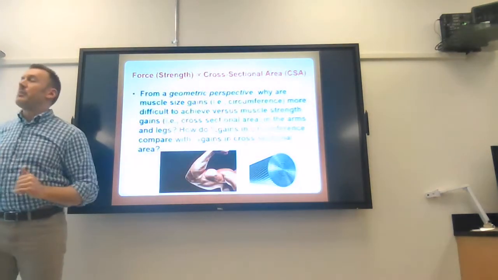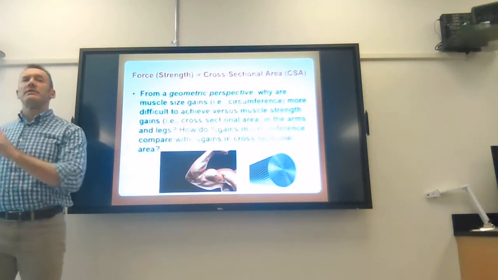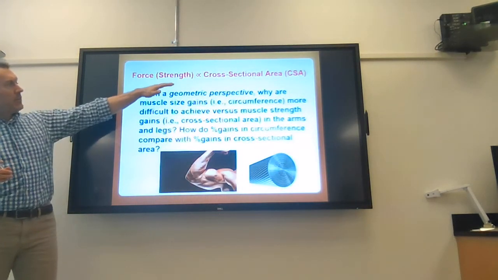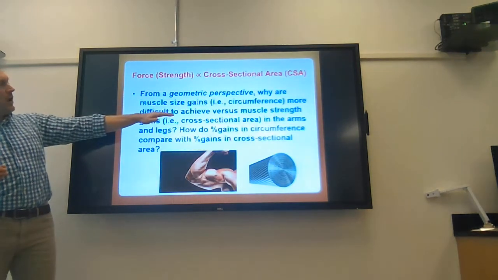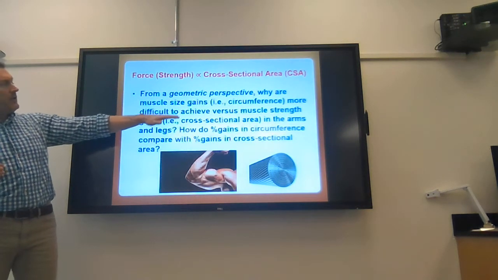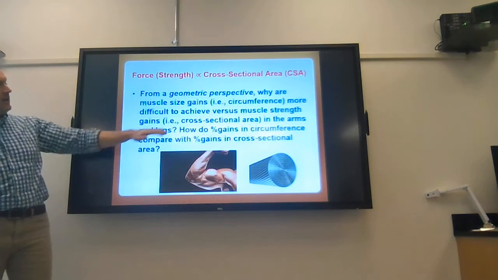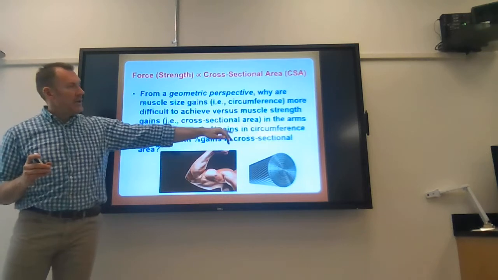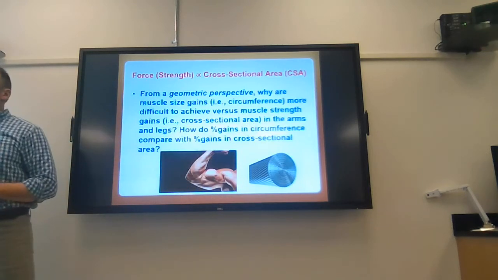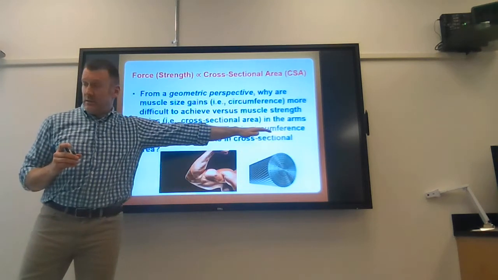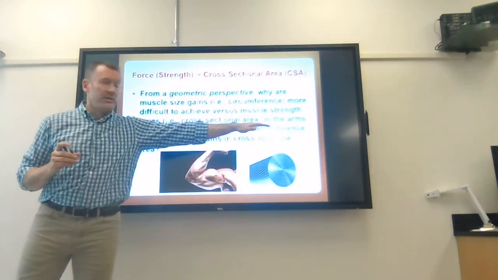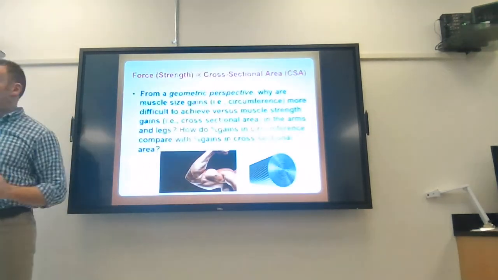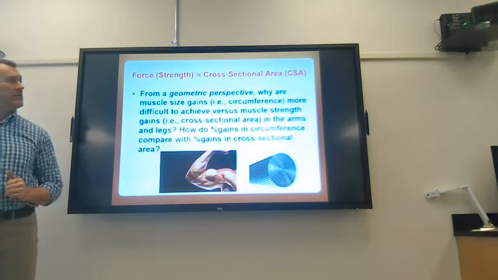From a geometric perspective, now, we're not talking neurological, we're talking mechanics. So geometric perspective, muscle size, why is that more difficult to achieve versus muscle strength, cross-sectional area in the arms and legs? So the next question, how do percentage gains in circumference, so percentage gains in muscle size or circumference, compare with percent gains in cross-sectional area? Okay, so those are your questions.